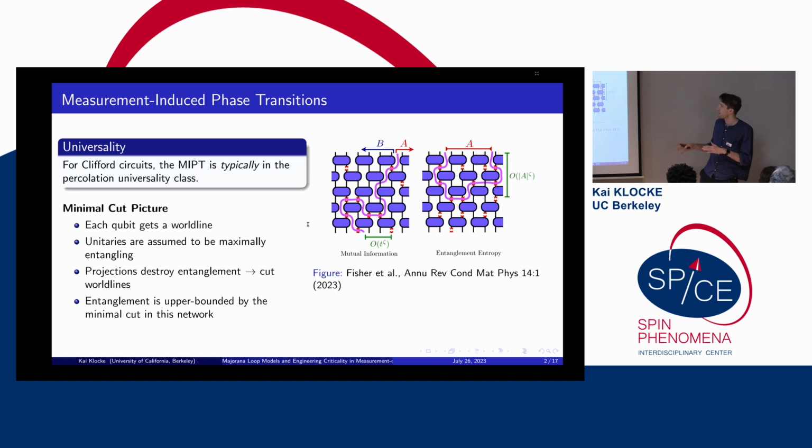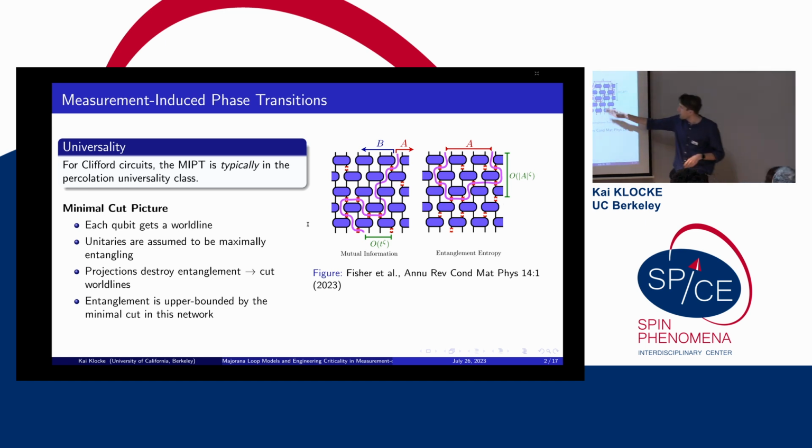And just to give you a picture of why this is a good expectation, there's this notion of the minimal cut picture. So just imagine this circuit, and suppose that for each qubit we draw a world line. Then assume that every unitary, even though really they're random, let's just assume they're maximally entangling, preparing a Bell state between the qubits they act on. And we'll take our projections to act, say, on a single qubit. And these will fully destroy the entanglement that qubit had previously had with the rest of the system.